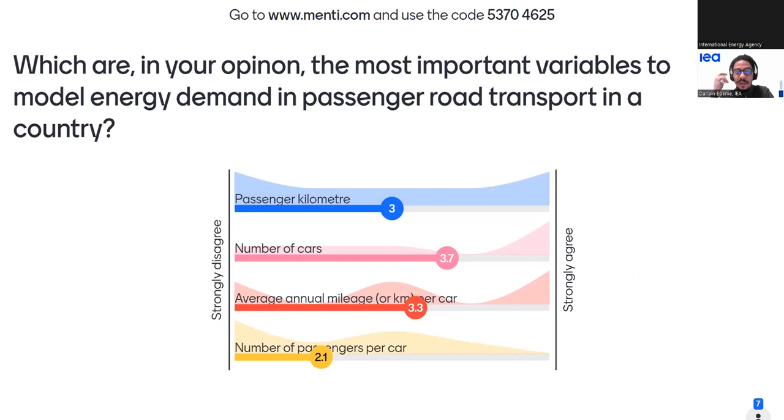Clearly, all of them are really important, because if you know how many cars, for example, on average, how many people per car are on average in a country, you can say, okay, we have fewer cars moving because, for example, a lot of people use shared transport. So you have the same amount of people moving, but with fewer cars. And this means less energy demand for that specific sector. But clearly it also really depends on the average kilometers, for example, the average car goes through in a year, etc. And clearly the number of cars is really important, because if you want to scale it to the country level, you have to know how many cars there are in the country.